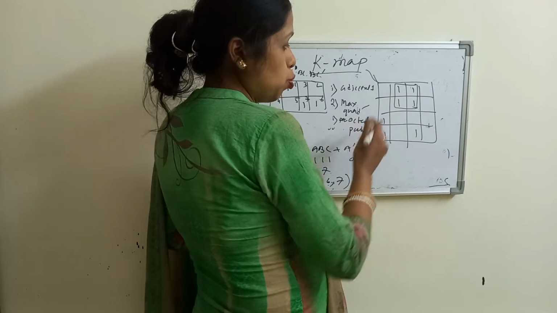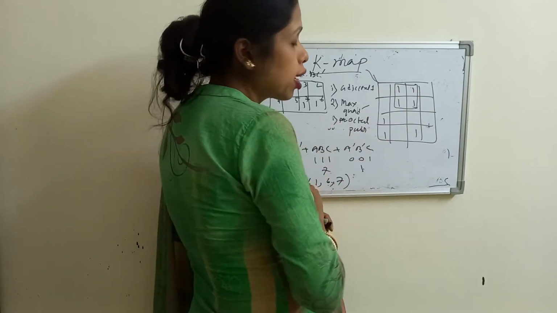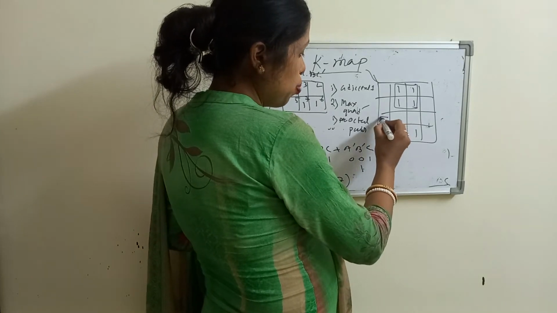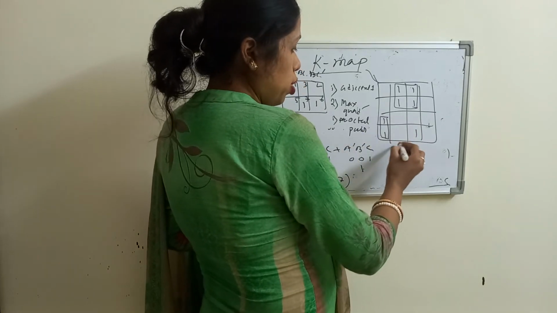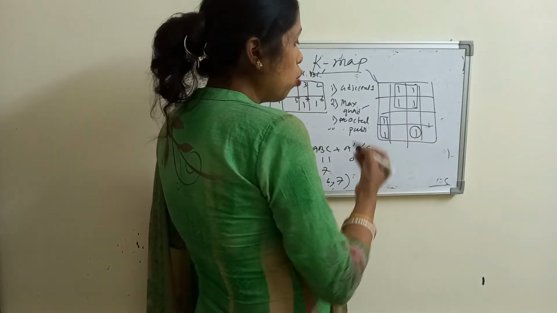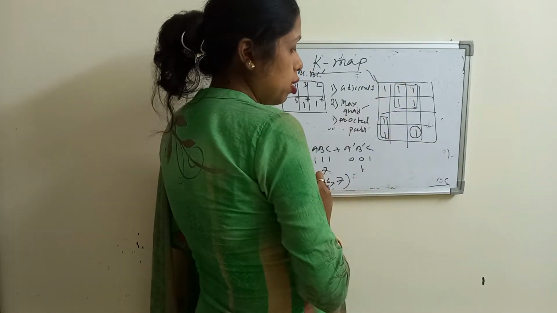So here quad is possible. 4 adjacent ones can create one group. Now here this pair is also possible. Now this is not possible, it is an individual one. Now we have a one here, right?